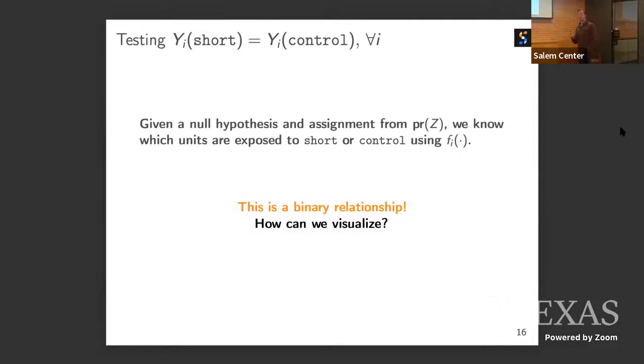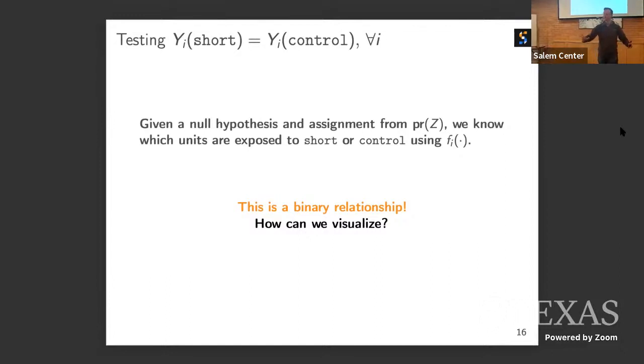This is where the talk gets a little weird and where we introduce an object that is strange looking but will be very helpful for us, very helpful from a computational point of view. So we're going to keep working with this null hypothesis, y short is equal to y control. Given this null hypothesis, and given an assignment from my experimental design, which I have access to because I ran this RCT, we can simply ask which of my streets are short-range spillover streets or control streets. Well, this is just a binary relationship.